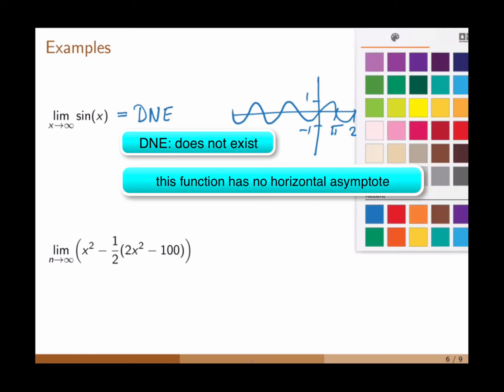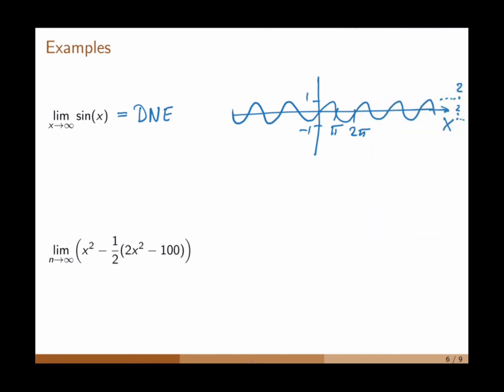And let's look at the last example which I have for you here, which is the limit as x goes to infinity of x squared minus 1/2 times (2x squared minus 100). What this is, if you apply one of the limit rules, limit as x goes to infinity of x squared minus limit as x goes to infinity of 1/2 times (2x squared minus 100). Let's just assume we could do this. I tell you later this is wrong, but let's do this for now.